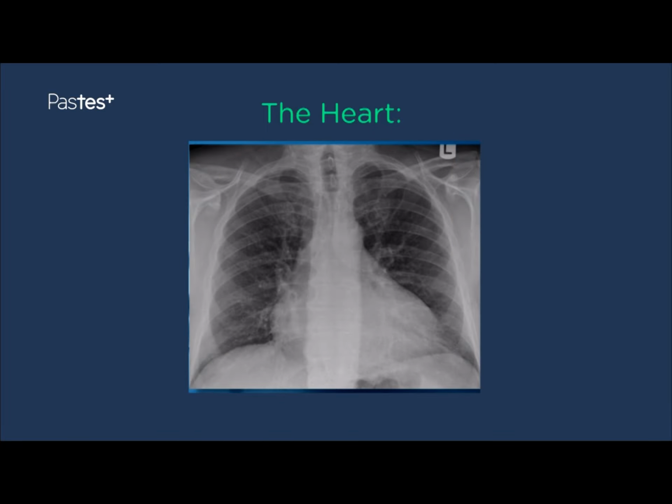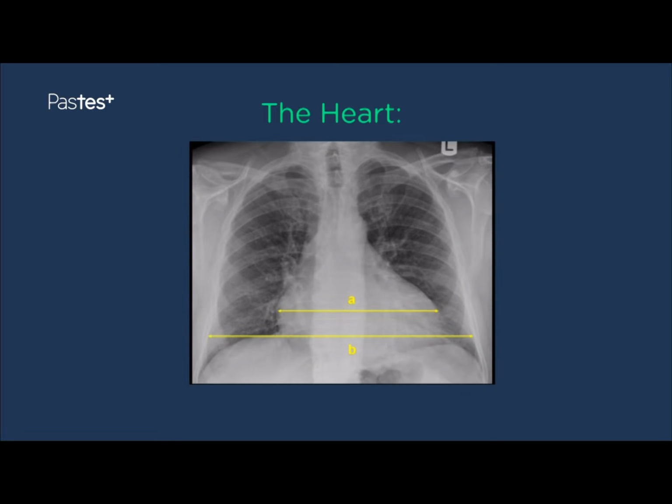When we look at the heart in a PA projection, we can measure its size, and the line A here is measuring the diameter of the heart. By measuring the width of the thorax, line B, just above the level of the diaphragm, we can work out the cardiothoracic ratio, which is simply found by dividing A by B.